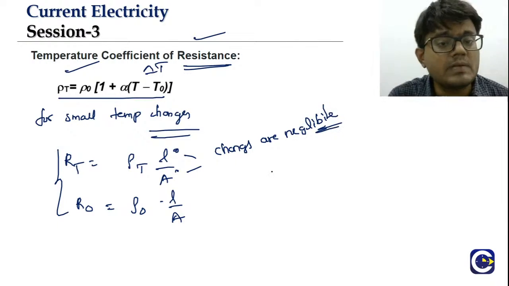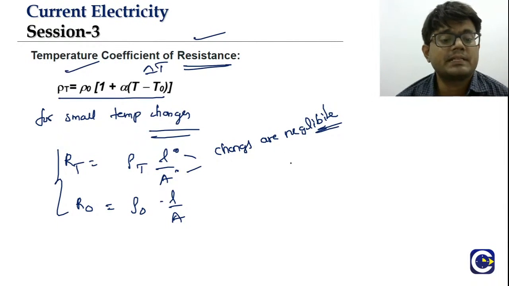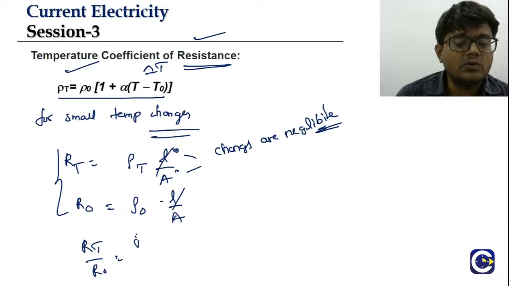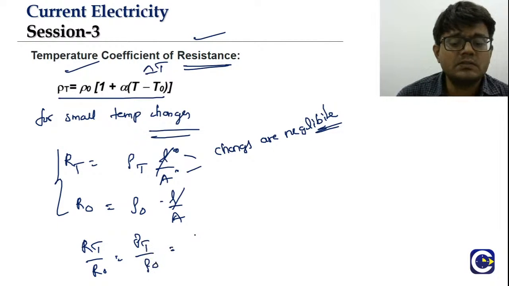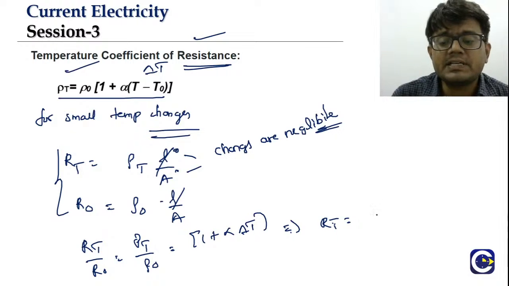If we take the changes as negligible, then we can take length and area to be almost constant. In that case, look, R_T by R naught, when we divide, we get rho T by rho naught. Rho T by rho naught means what? It is 1 plus alpha delta T. So from here, what will we get? Resistance at temperature T is equal to what?